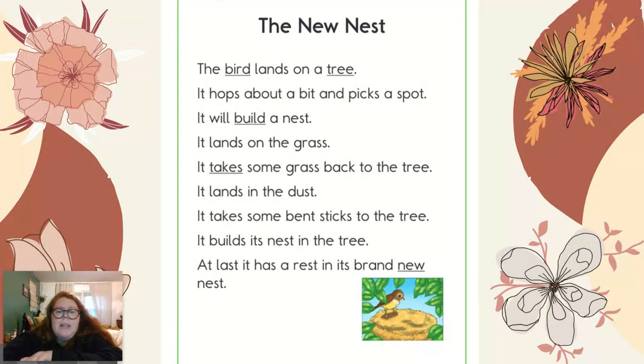The bird lands on a tree. It hops about a bit and picks a spot. It will build a nest. It lands on the grass. It takes some grass back to the tree. It lands in the dust. It takes some bent sticks to the tree. It builds its nest in the tree. At last it has the rest of its brand new nest.